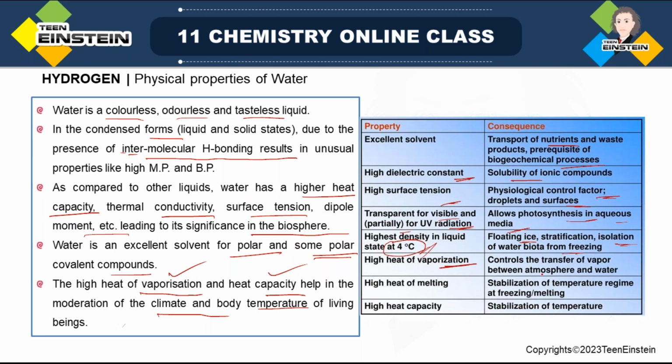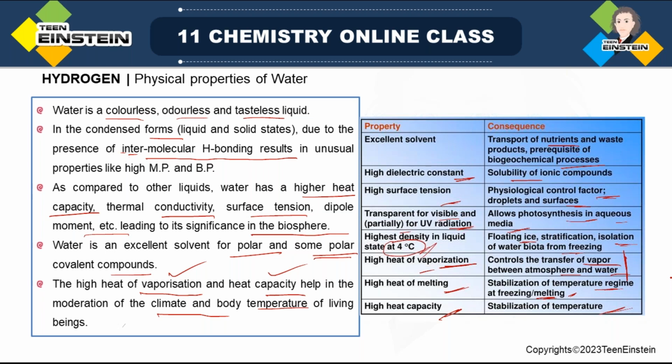High heat of vaporization controls the transfer of vapor between atmosphere and water. That is the amount of heat that is required for the vaporization process, that is actually heat of vaporization. So as it is very high, this type of control is better. High heat of melting, stabilization of temperature regime at freezing point or melting point. High heat capacity, stabilization of temperature. So a particular temperature can be maintained for a long time because it can store the heat, that is, heat can be present for a long time because of its high heat capacity.